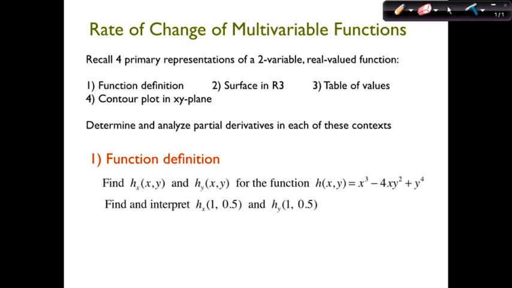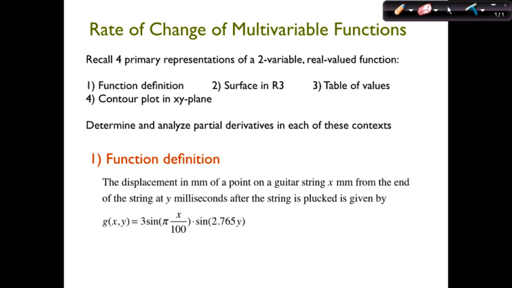We'll go back to that one later. I'm going to start with this one. So here's a function definition, here's a nice application of multivariable function. The displacement in millimeters of a point on a guitar string, x millimeters from the end of the string, that's our first variable, y milliseconds after the string is plucked, that's our second independent variable. It's given by this function, right?